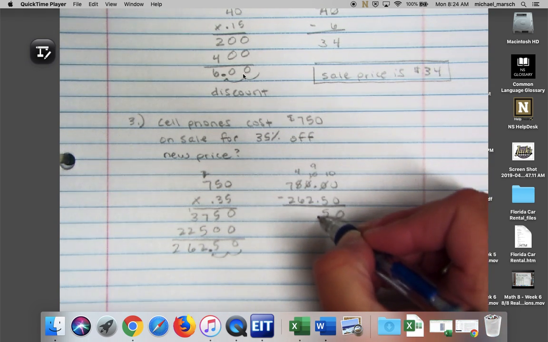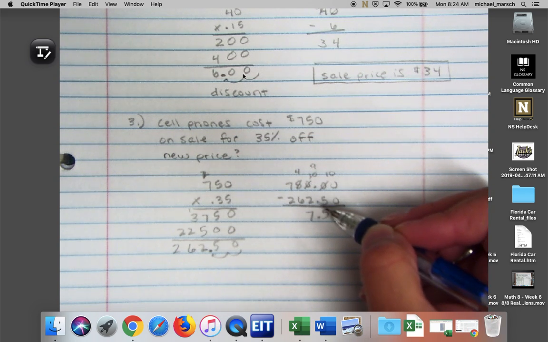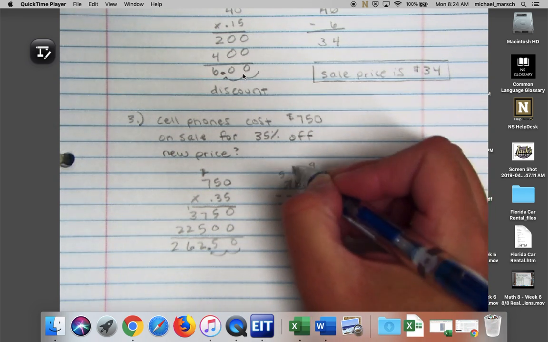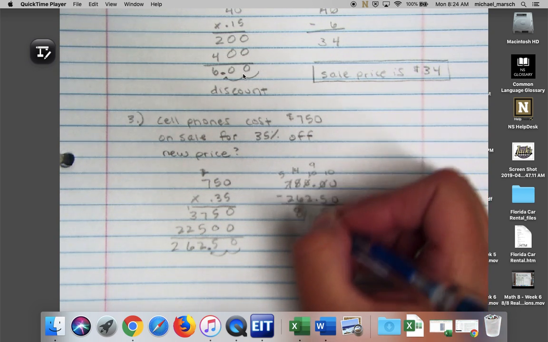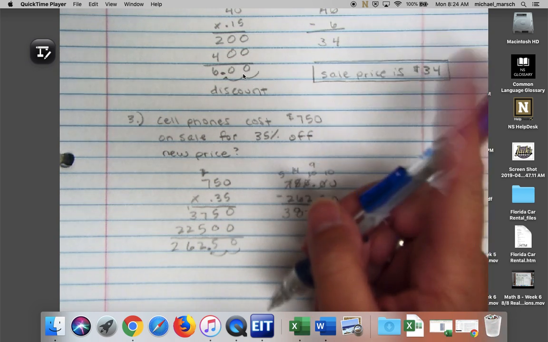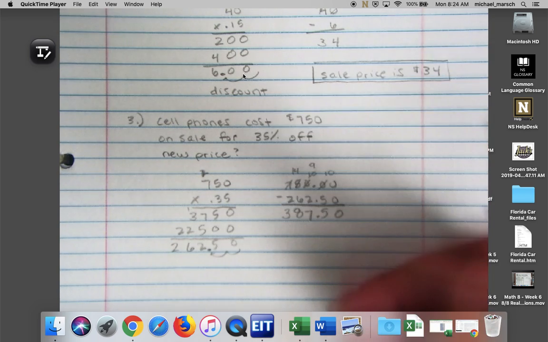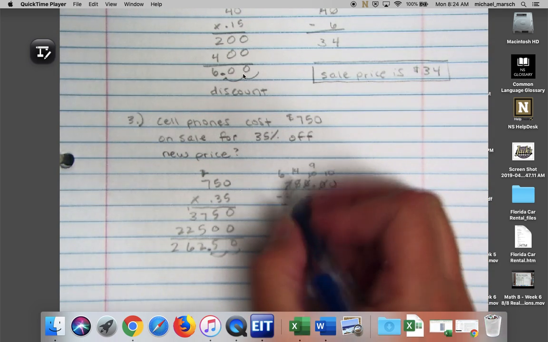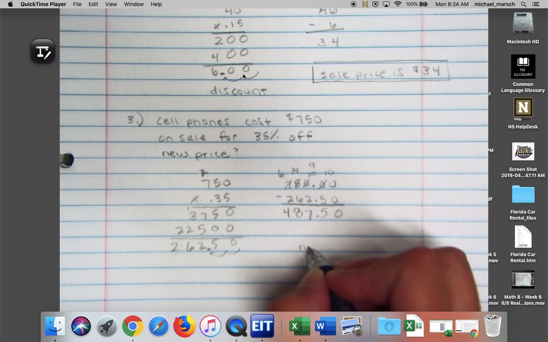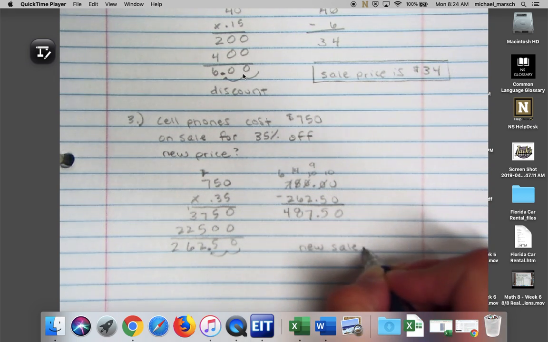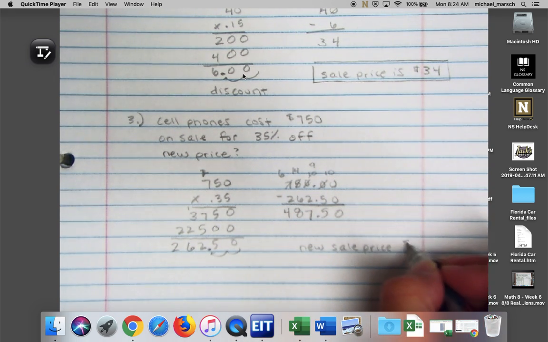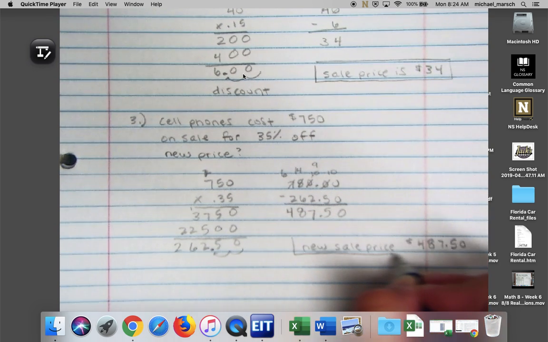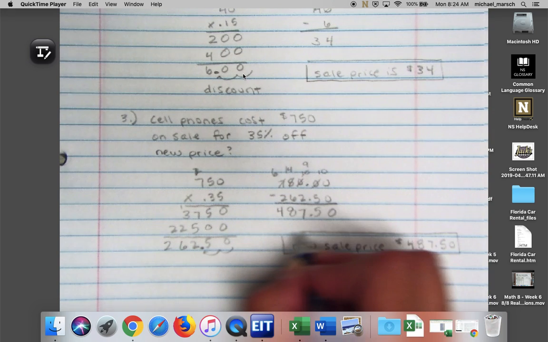10 minus 5 is 5. 9 minus 2 is 7. I can't do 4 minus 6, so I have to borrow. 14 minus 6 is 8. 5 minus 2 is, this should be a 6. 6 minus 2 is 4. So the new price is $487.50, still pretty expensive.